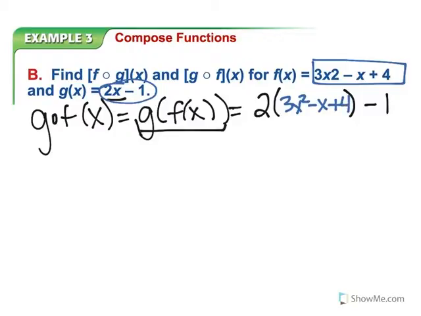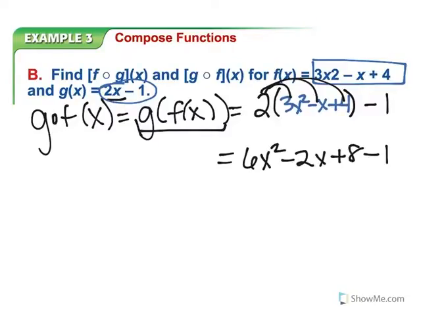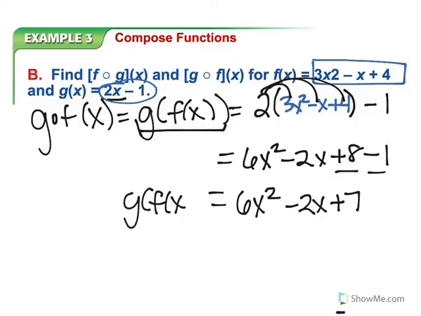And this one's actually a tiny bit easier than the last one. Now we're going to simplify. So 2 times 3x squared, 2 times negative x, and 2 times positive 4. It's going to give us 6x squared minus 2x plus 8 minus 1. Last step, combine like terms. We get 6x squared minus 2x plus 7. That would be g of f of x.